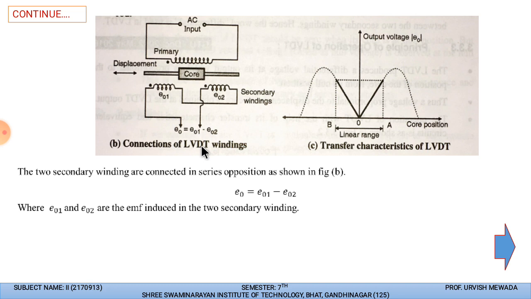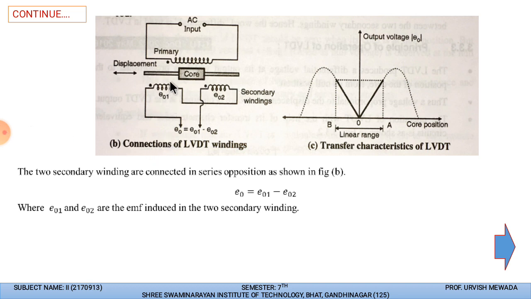But if it is mentioned, suppose, explain LVDT for the level measurement, for the force measurement, then you have to explain according to the function required. This is only a displacement measurement, and you have to write the displacement measurement if nothing is specified in the question. So this is the connection.